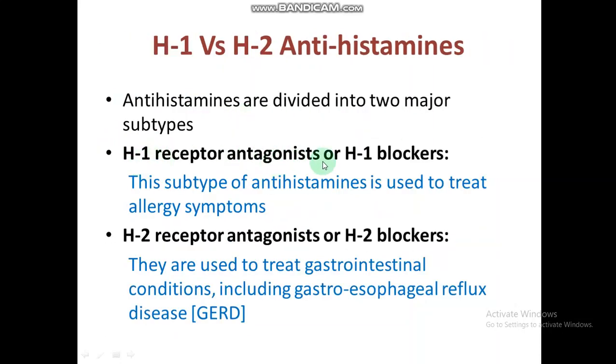The H1 receptor antagonists are H1 blockers. This subtype of antihistamine is used to treat allergy symptoms. Second, H2 receptor antagonists are called H2 blockers. They are used to treat gastrointestinal conditions including gastroesophageal reflux disease, which is known as GERD.